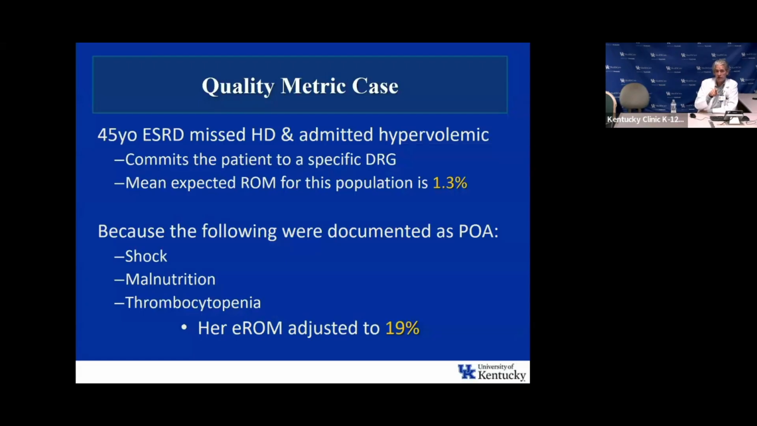So in general, for this patient population, the expected risk of mortality is 1.3%. Now, when the patient was admitted, I documented they were in shock, they had malnutrition, and they were thrombocytopenic. The shock was obviously something we were dealing with. The malnutrition and the thrombocytopenia were not acute, but I wrote them down. And her expected risk of mortality adjusted to 19% from 1.3.